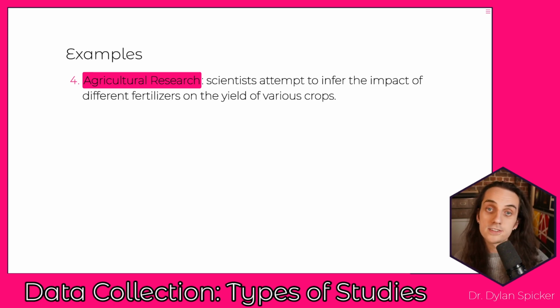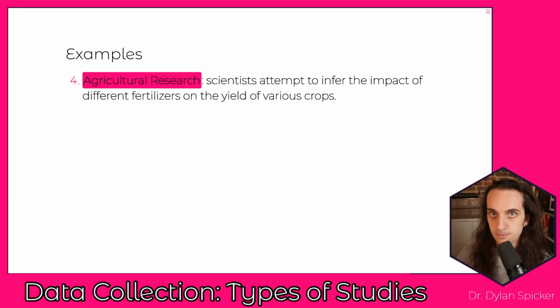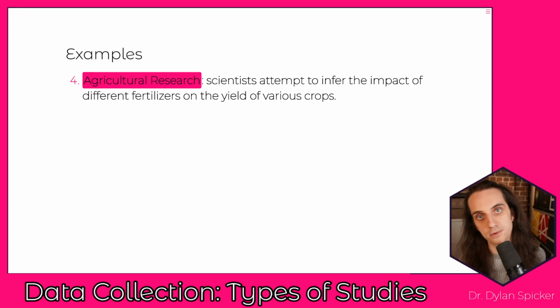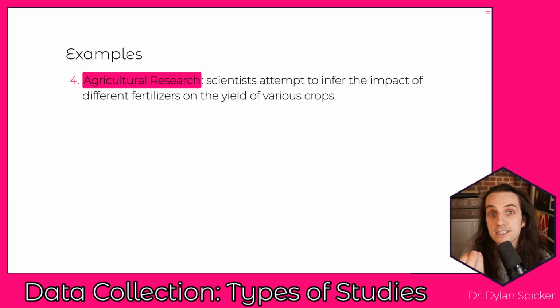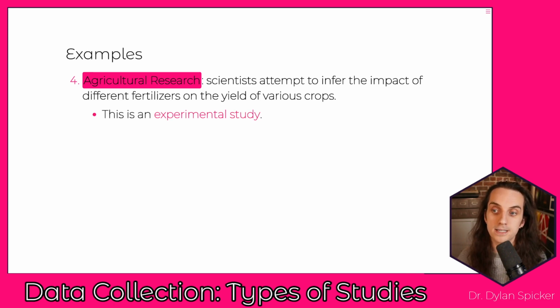And so there, they have specifically intervened on those crops. They've specifically said, this group of crops, you get fertilizer A, this group, you get fertilizer B, and then we see how that changes the outcome. Because they've specifically intervened, this is going to be an experimental study.